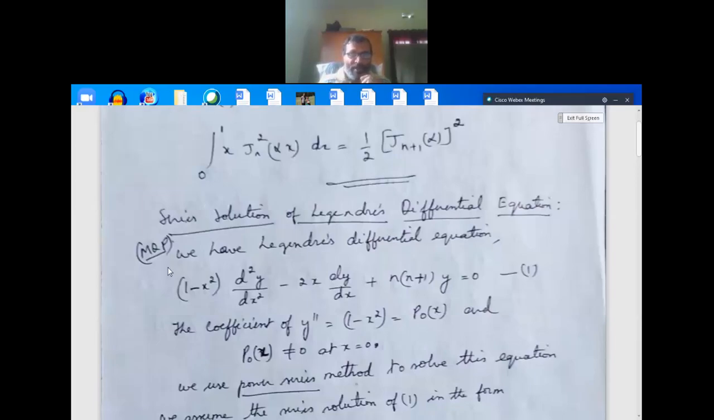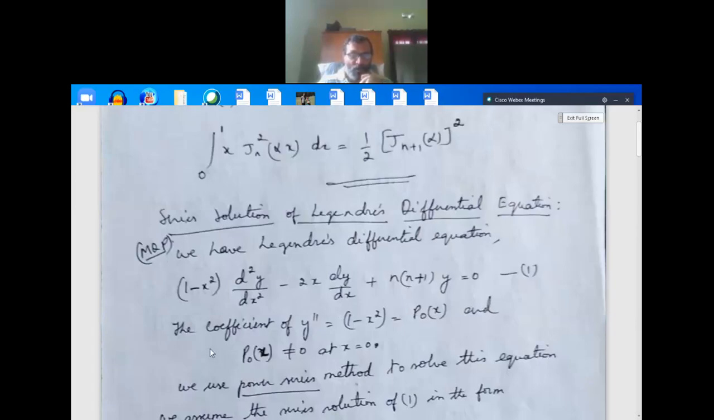So first you have to write Legendre's differential equation, that is 1 minus x squared into d squared y by dx squared minus 2x dy by dx plus n into n plus 1 of y equals 0. This is Legendre's differential equation. Now you have to find the solution of this.